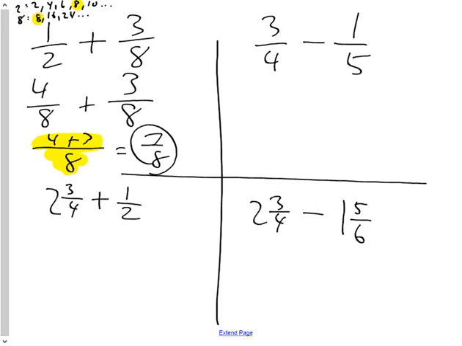In the second question, same process, except this time it's subtraction. So our multiples of 4 and 5 is 4, 8, 12, 16, 20. It's 5, 10, 15, 20. So the first one they share is the number 20, which means that will be our lowest common denominator. So I'll put 20 down here and 20 over here.